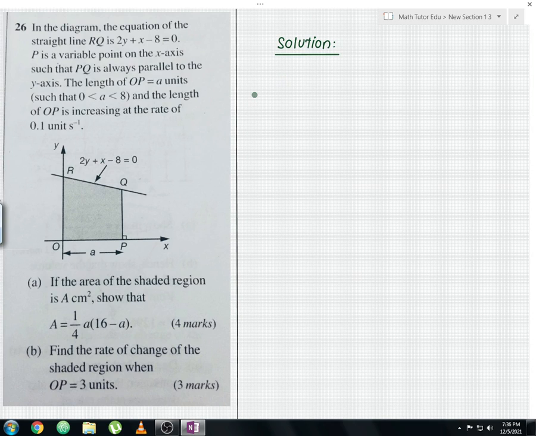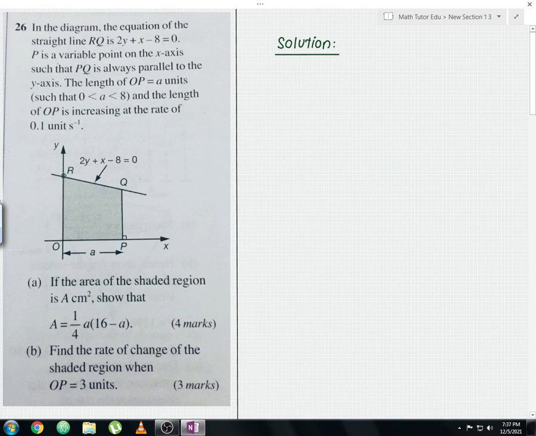Let us begin our discussion for the question part A, where we need to prove that the area of the shaded region A is equal to 1/4 a (16 - a). Okay, so to solve this question, take a close look at the area of the shaded region. This area of the shaded region actually looks like a trapezium.